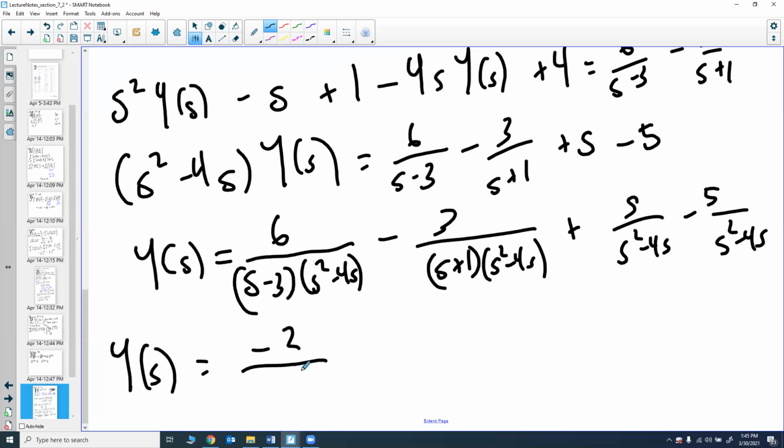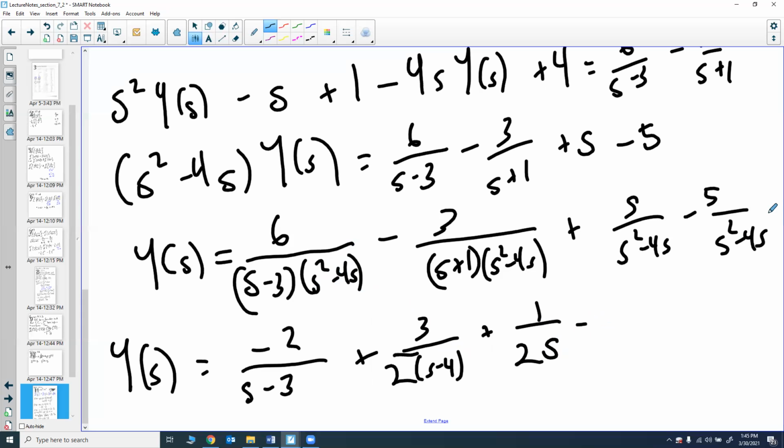And we're going to end up with minus 2 over s minus 3. Notice there is an s minus 3 here, and there's one down here. Plus 3 over 2 times s minus 4. You sort of have an s minus 4. You have an s squared minus 4s. The s will be pulled out. You're going to have a plus 1 over 2 times s. That's where that s came from there. Then we're going to have minus 3 over 5 times s plus 1. Again, that s plus 1 came from there. So when you decompose this one, you'll get that. Minus 3 over 20 times s minus 4. Again, that came from there.